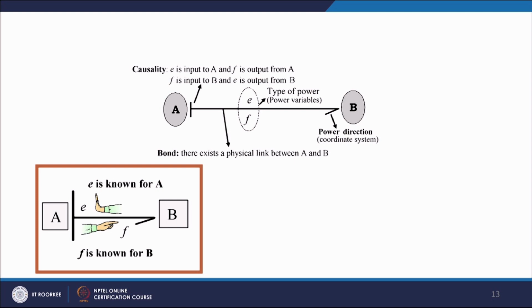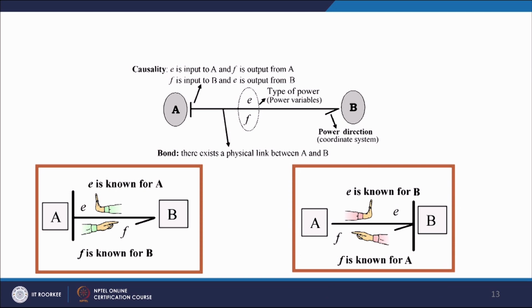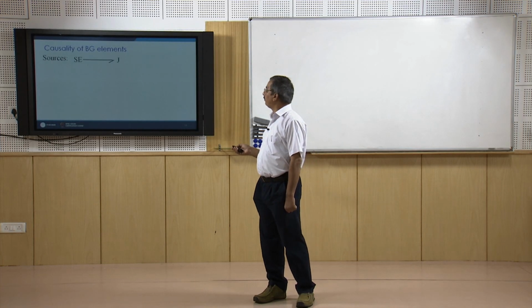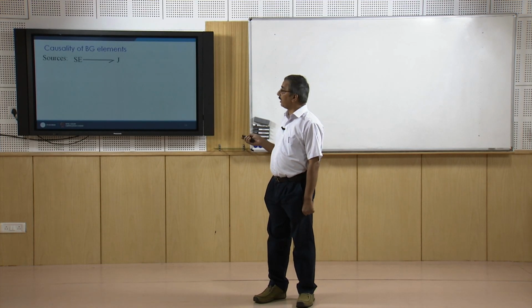The same thing can be explained another way. Here you can see some element or junction A and some element or junction B, and if we put a stroke here it means E is known for A, and no stroke here means that F is known for B. We can have another situation like this, where a stroke is put near B. This means that E is known for B and F is known for A. With this concept we can go for the causality of the bond graph elements.